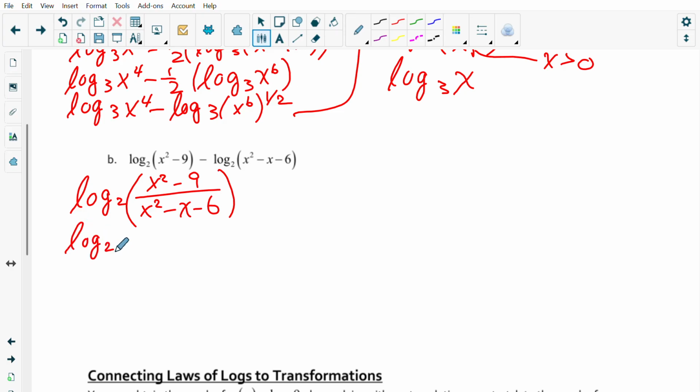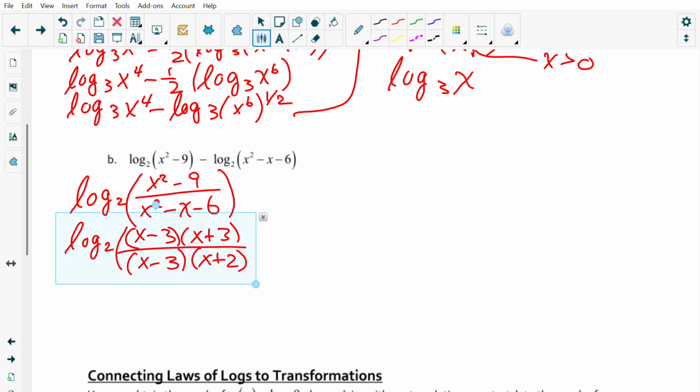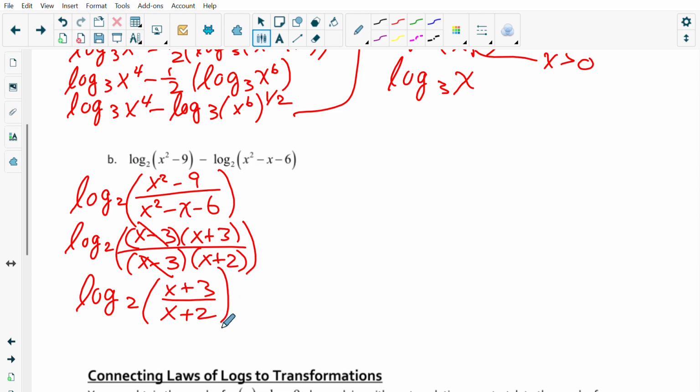Oh, that's a rational expression as the argument, right? We're going to have to factor that, right? (x minus 3)(x plus 3) over (x minus 3)(x plus 2). x minus 3 divided by x minus 3 is 1, so I'm left with log base 2 of (x plus 3) divided by (x plus 2). Okay, that's as far as we can go. We want to combine it to one single logarithm.